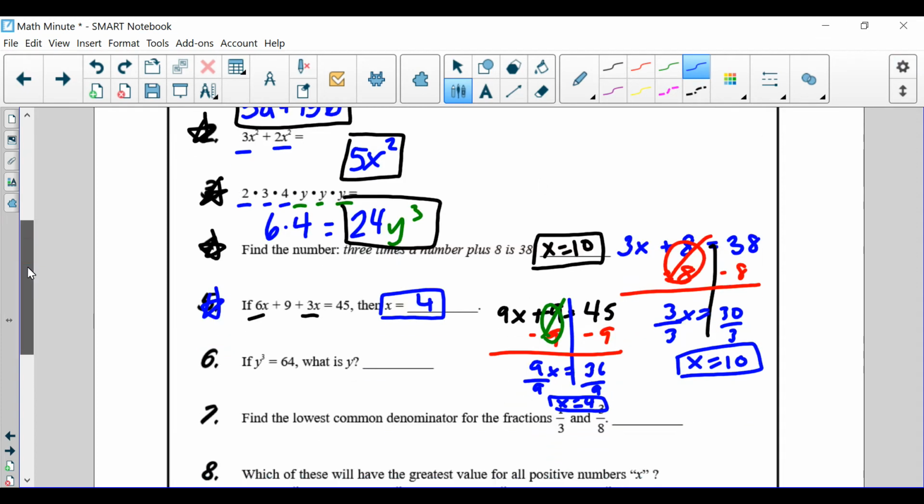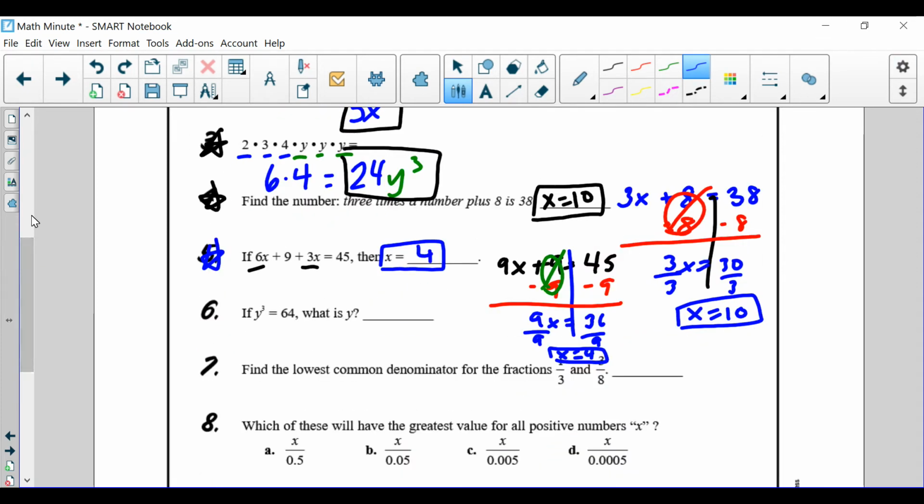Number 6. We've got y to the third power is equal to 64. So how do you figure out what y is? Well, y to the third power means y times y times y is equal to 64. Well, we're going to do something that's called the cube root. Cube root is just a fancy way of saying some number times itself 3 times is equal to 64. And we've got to figure out what that number is.